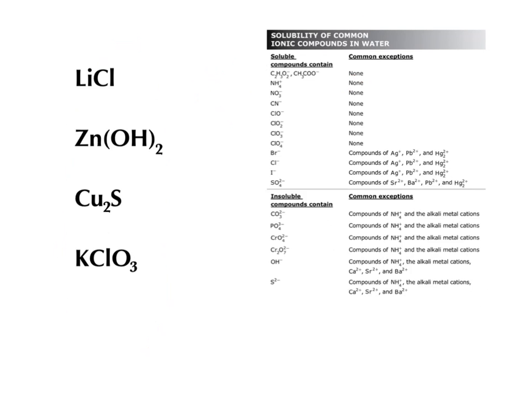Alright, the first example on your notes is LiCl. Remember that we're going to be looking at the ending ion, Cl, and I see Cl on the chart right there. And it says that Cl is normally soluble unless it's with silver, mercury, or lead. So, since lithium is not silver, mercury, or lead, we're going to call this soluble. That means it will not form a precipitate.